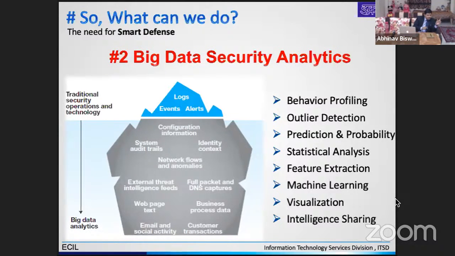Suppose a device is communicating with another device. Who are the owners of these devices? Are these owners of the devices connected? Are they from the same department? Why are they communicating? Why should they not? Then external threat feeds, then DNS captures.